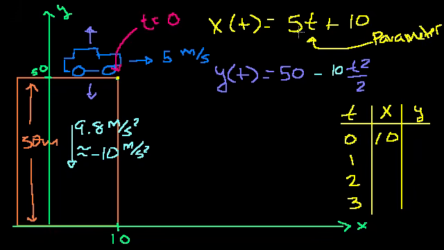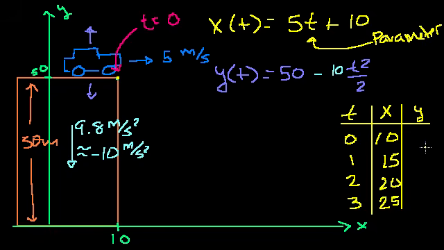At time equal to 1, what is x? So this is x of 1, if I wanted to write that notation. 5 times 1 is 5, plus 10 is 15. X of 2: 5 times 2 plus 10, that's 20. And it makes sense. Every second, we're getting 5 meters more to the right. Our x is increasing by 5 meters. So when t is equal to 3, 15 plus 10 is 25.